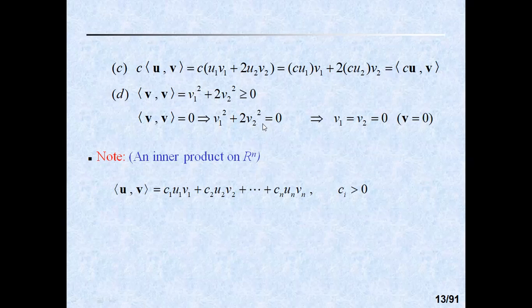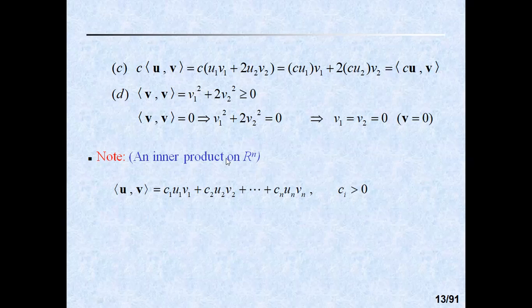The sum of the two square terms will be 0 only if each square term is 0. That is, v1 square equal to 0, which implies v1 equal to 0. 2 v2 square equal to 0 means v2 square equal to 0, which implies v2 equal to 0. So v1, v2 equal to 0 means v equals 0. Here see, the given dot product satisfies all four axioms of the inner product. That's why it is an inner product of the given space.